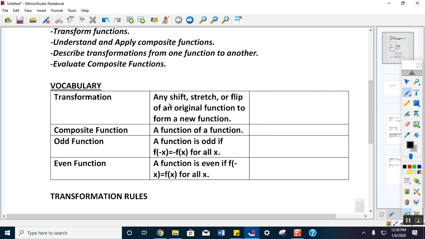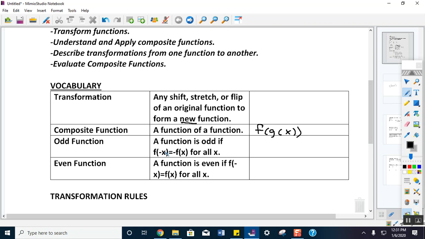Any shift, stretch, or flip of an original function to form a new function. Okay, so basically a transformation takes an original function and turns it into a what? New function. And these are the types of movements you would see. Okay. Composite function, we kind of talked about it. Want to read it? A function of a function. Exactly. Let's see things like how do you write f of g of x or something like that. So these are the types of things you're going to see notationally that are going to be composite functions. Okay, it's a function of a function. We'll talk about what that looks like here in a little bit.